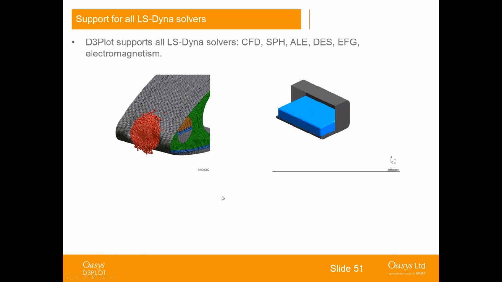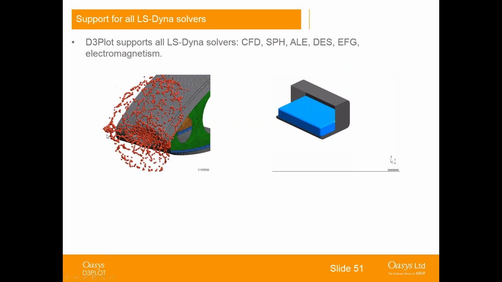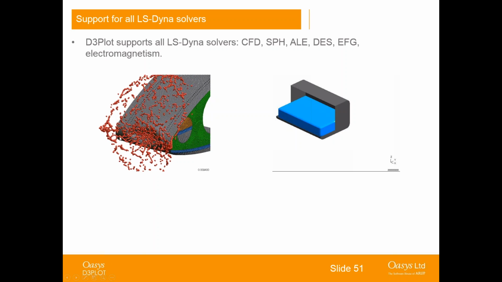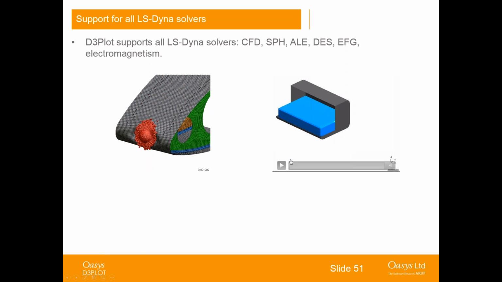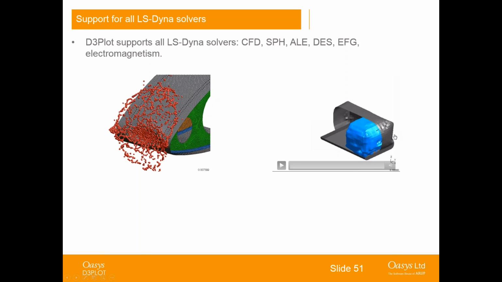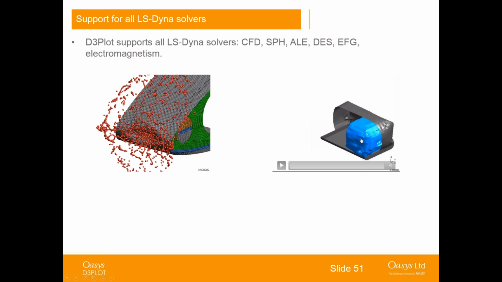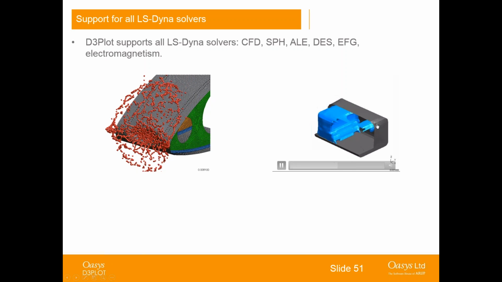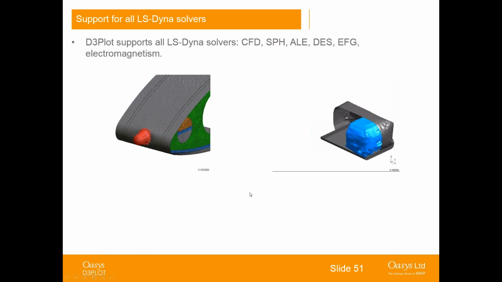Okay, hopefully you can see some of these animations. These are all taken directly from D3PLOT. This is just to demonstrate that D3PLOT has support for all of the DYNA solvers. On the left, we've got SPH. This is a bird strike into a wing. And on the right, if I play this animation, this is some kind of fluid structure interaction, fluid sloshing in a container. So we can see that we've got some deformation in the container as well as the fluid sloshes across.